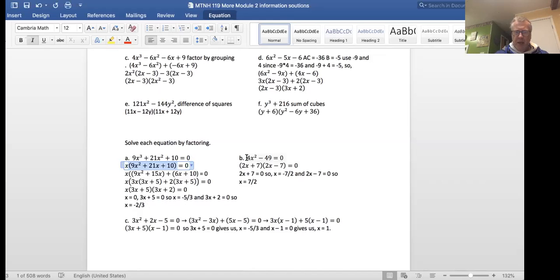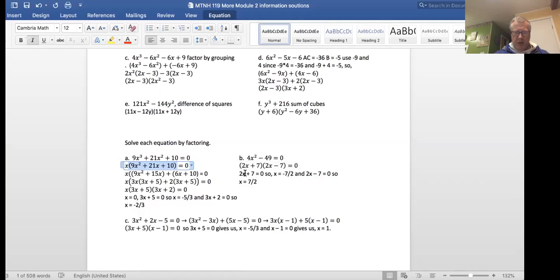For B, 4x squared is a square. I have to square 2 and x. And 49 is a square. I have to square 7. So the square root of 4x squared is 2x, so I put it here and here. The square root of 49 is 7, so I have a plus in front of one of the 7s and a minus in front of the other.